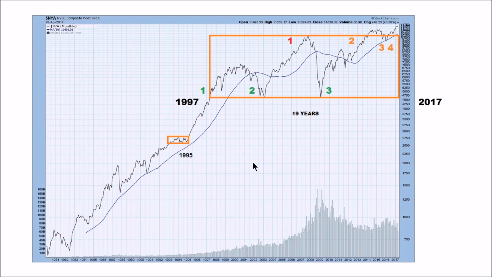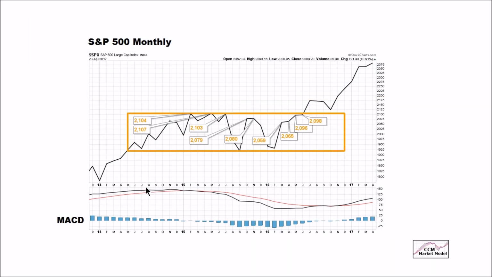We've covered countless long-term consolidation boxes in the present day, including a 19-year consolidation box. Price was inside of this orange box for 19 years for the NYSE Composite Monthly. We said we had a long-term consolidation box in 1994 and 1995. We also had a very long-term consolidation box for the S&P 500 in 2014, 15, and into calendar year 2016.